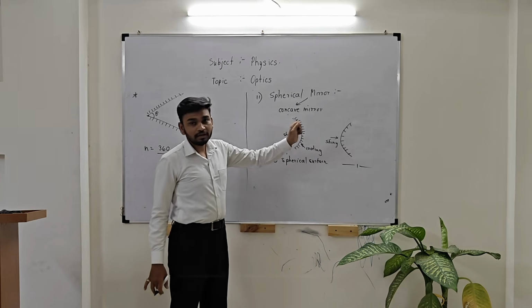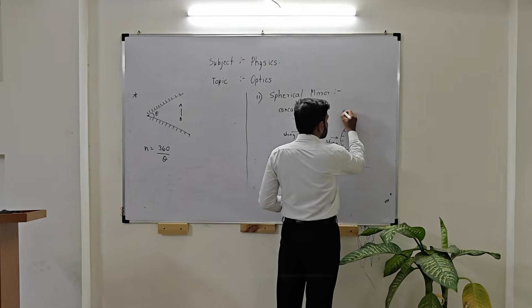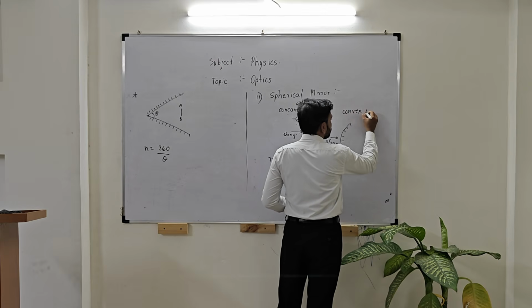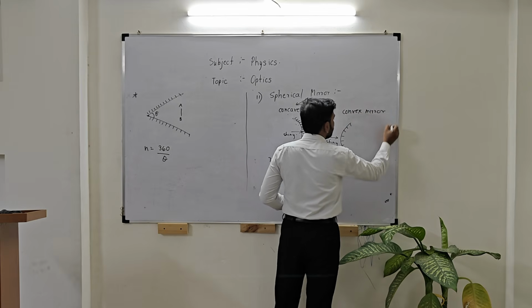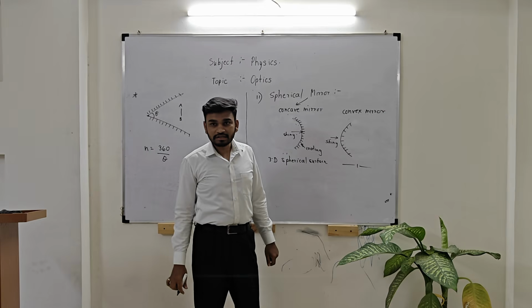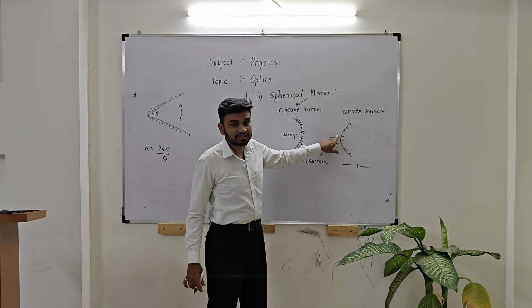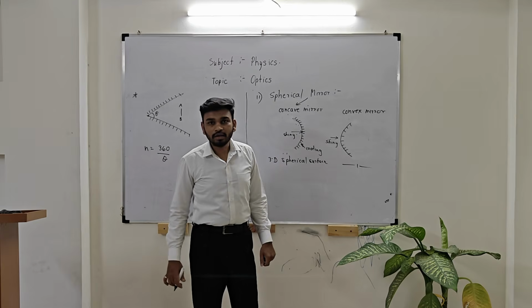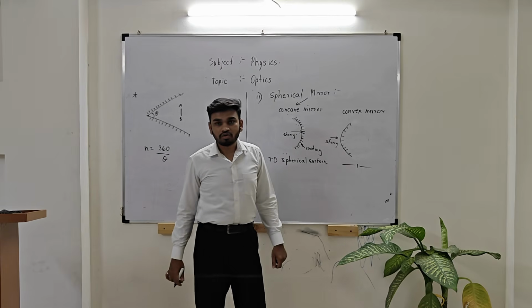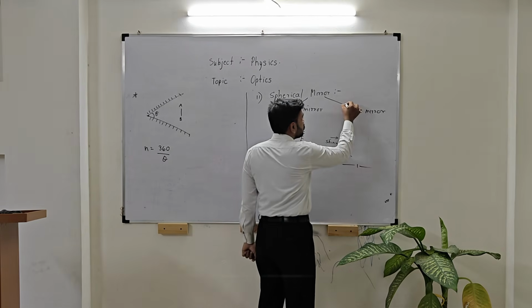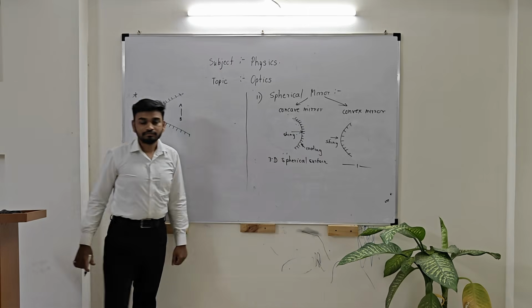Here, the mirror formed is known as the convex mirror. Here again, we form the mirror from the spherical surface, and this mirror, in which the outer surface is shiny and the inner surface is coated, is known as the convex mirror. So these are the two types of spherical mirror.